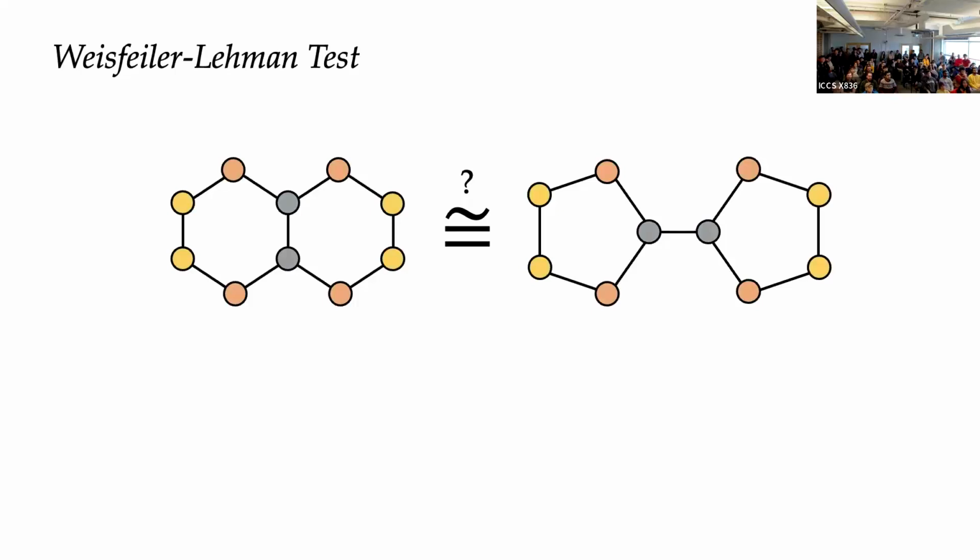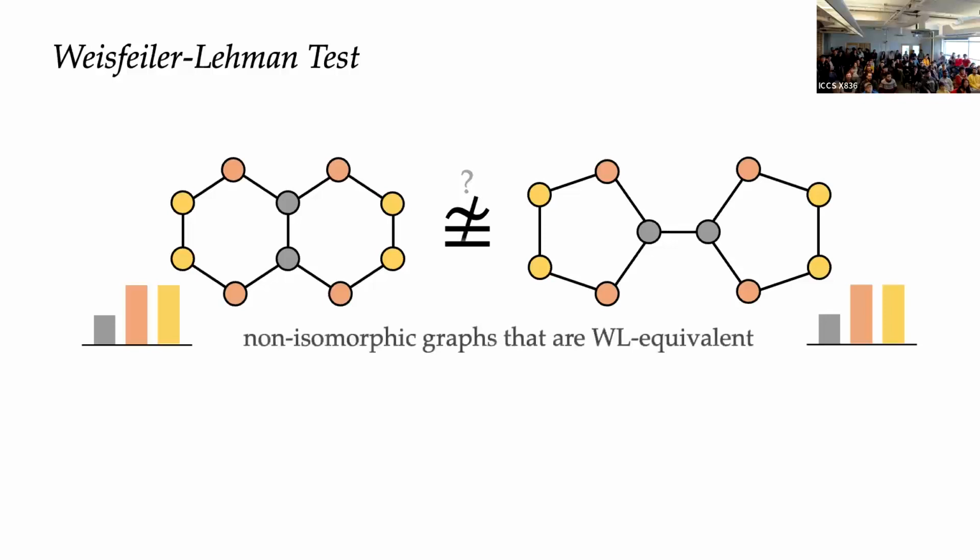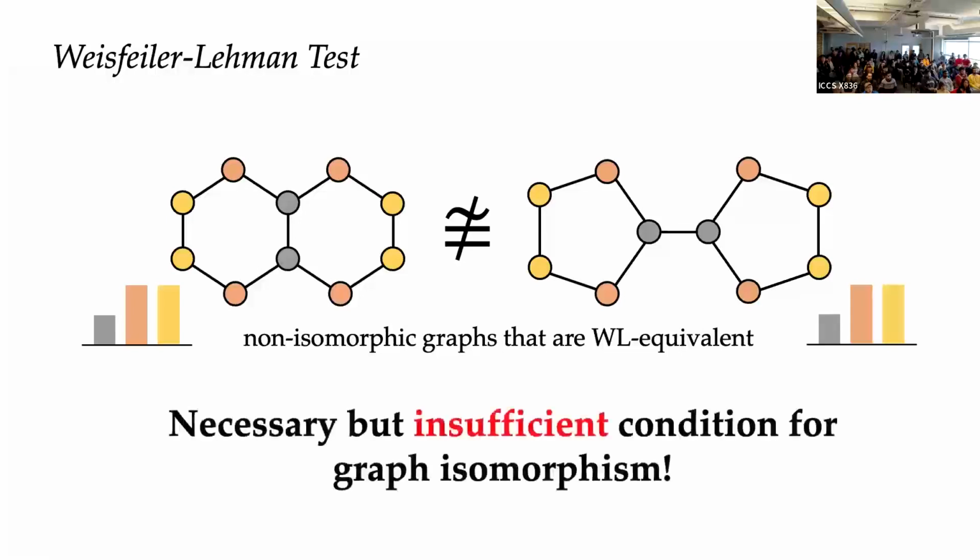But at some point, the colors will stop changing, at which point I can output the distribution. And the algorithm is designed in a way that if the distributions are different, I can proclaim that the graphs are not isomorphic. But if the distributions are the same, I actually don't know. Right? So in this case, the graphs are not isomorphic, but they cannot be distinguished by the WL test. Or in other words, it's a necessary but insufficient condition for establishing graph isomorphism.